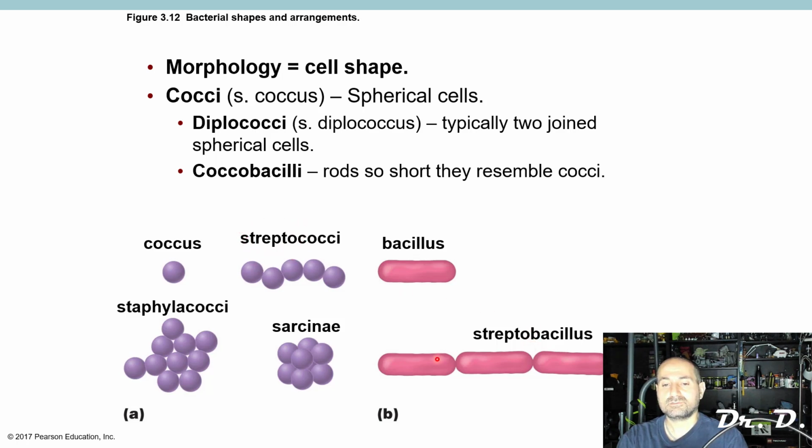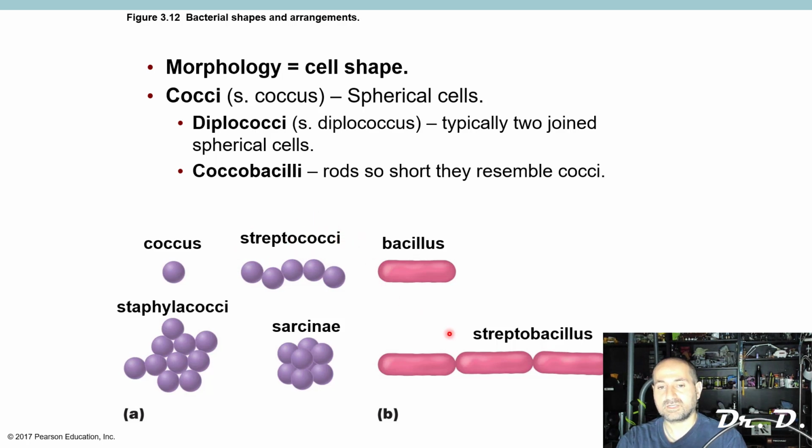Look at this. Here's a chain of rod-shaped bacteria. That's strepto. Here's a chain of spherical bacteria. That's strepto. So if I saw this under the microscope, I would say I have strepto arrangement and cocci shape, right? I have a chain of spherical bacteria. Does that make sense? So I would say this is streptococci because I have the arrangement strepto and I have the shape cocci.